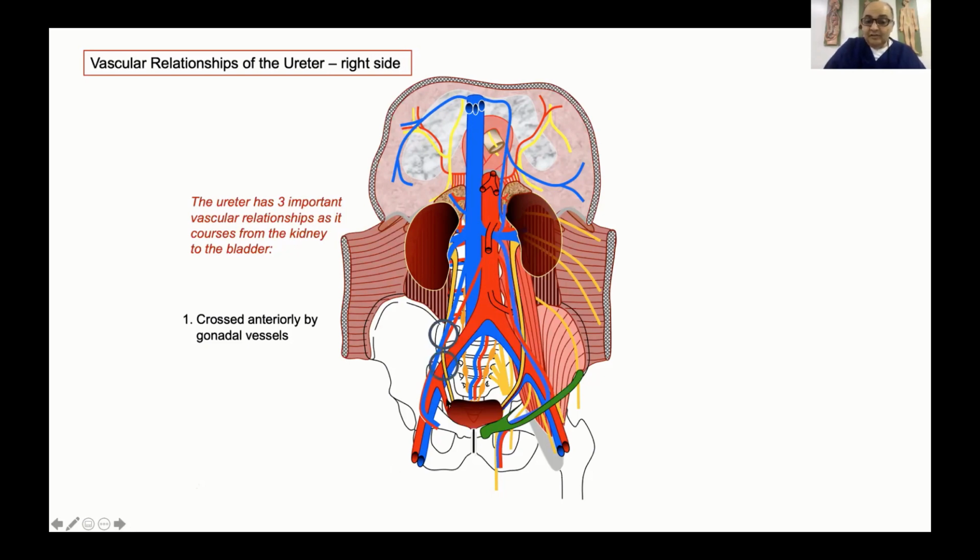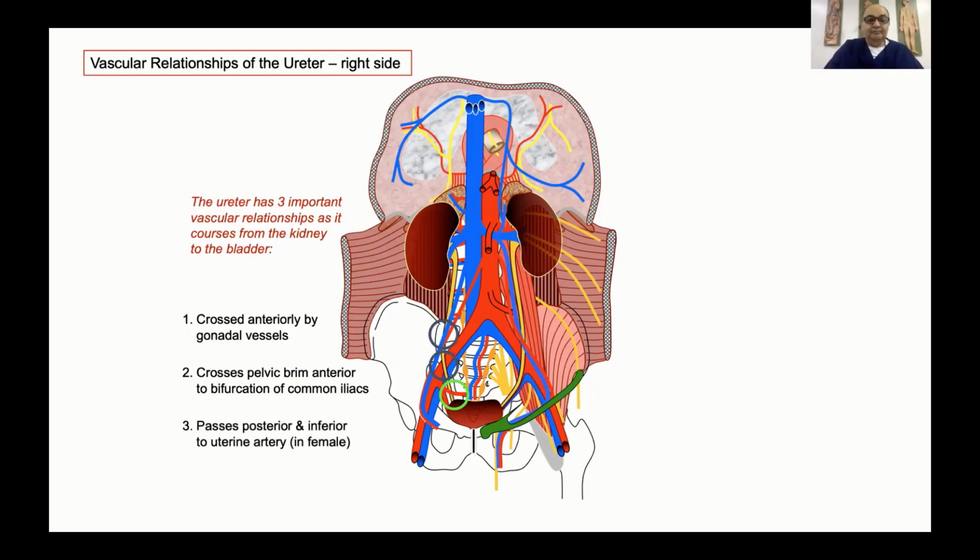Second site, the ureter, you can see it's crossing over. Here, the ureter was crossed by the gonadal vessel. Now, in the lower position, the ureter is crossing above the common iliacs. So that is the second point. And the third point, look at it. The ureter is crossed by the uterine artery in case of females.